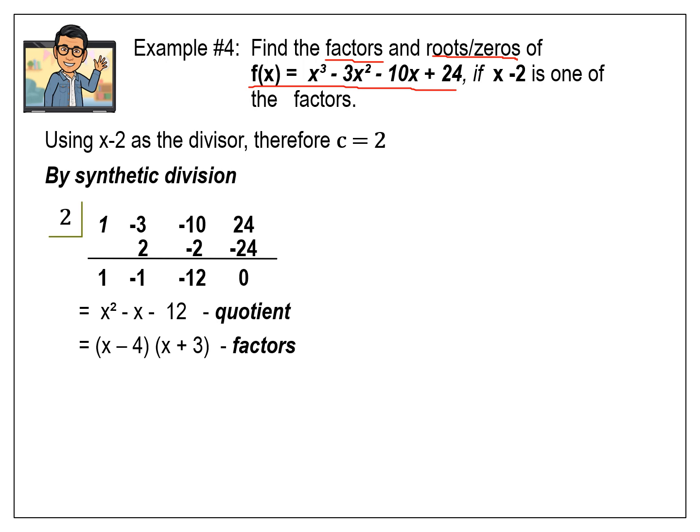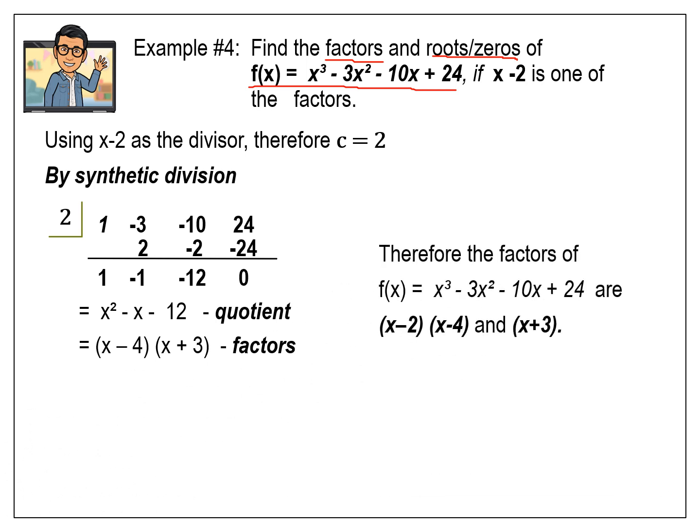So the factors are x minus 4 and x plus 3. Since one of the factors is already given, which is x minus 2, therefore the factors of this polynomial function are x minus 2, x minus 4, and x plus 3. Now, to find the roots or zeros of the polynomial function, we are going to equate each factor with 0. So we have x minus 4 is equal to 0 and x is equal to 4. So x plus 3 is equal to 0, where x is equal to negative 3.